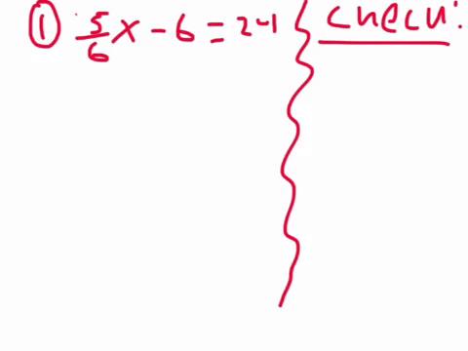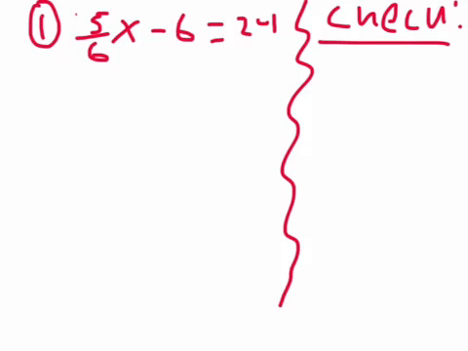Okay, so this is number 1 on your homework: 5/6x minus 6 equals 24. I'm going to show you two ways. I'm going to show you the way that we did in the beginning, and then I'll show you the clearing fractions way. So whichever way you used, I guess, would be the part of this video that I'd watch.